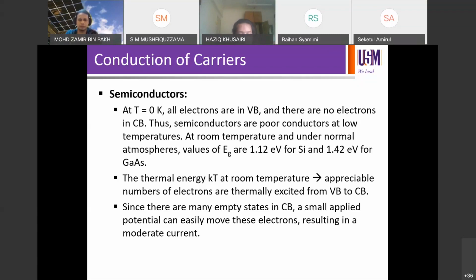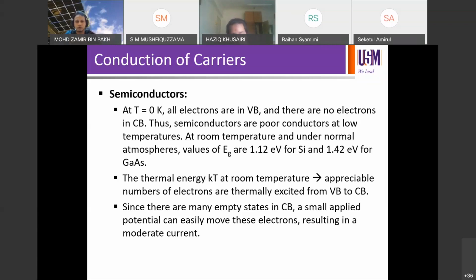At room temperature, which is 300 Kelvin, so 300 K higher than 0, under normal atmosphere, we know the band gap of silicon is about 1.12 electron volts, and gallium arsenide is 1.4. Since it stays at room temperature, we have some thermal energy already, kT, the Boltzmann constant times the temperature, 300 Kelvin. Therefore, appreciable numbers of electrons from the valence band are excited into the conduction band.